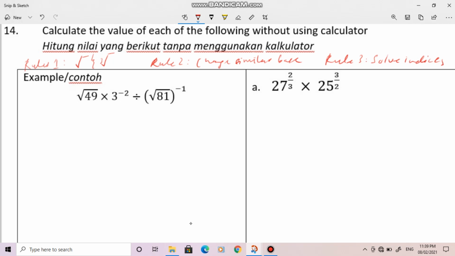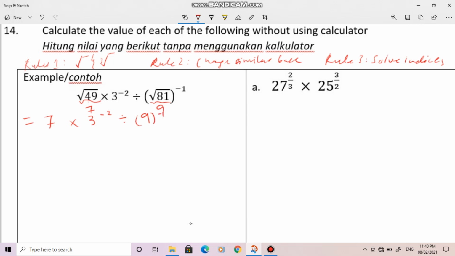Okay, so for example number 1, you have square root of 49 and square root of 81. So 49 and 81 are perfect squares. So square root of 49 must equal to 7. Square root of 81 must equal to 9, right? So here we have 7 times 3 power of negative 2 divided by 9 power of negative 1.